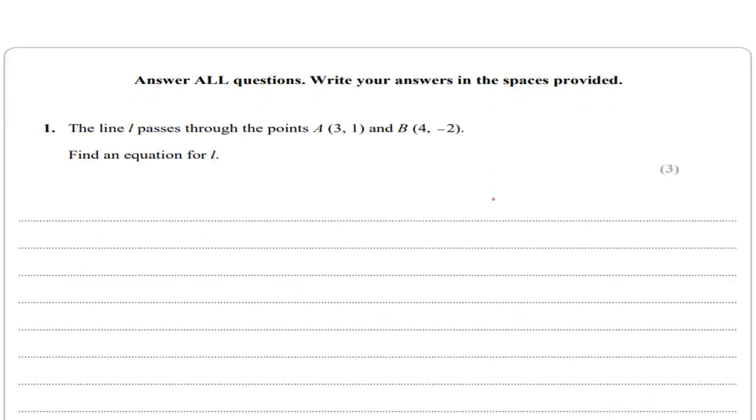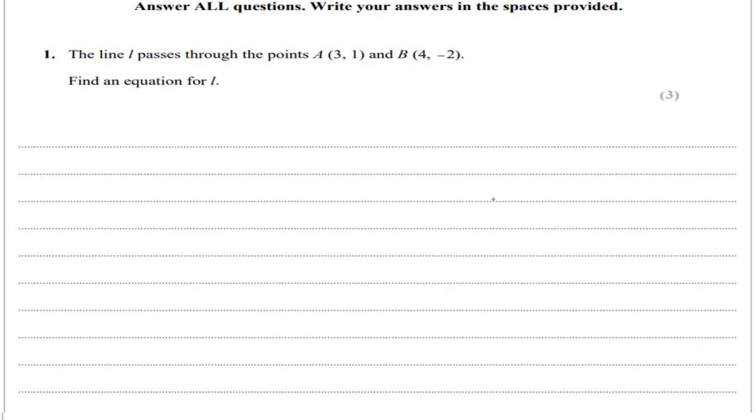So here it is: the line L passes through the points A (3, 1) and B (4, -2). Find the equation of the line L. So this is point A, this is point B, and the line is passing through these 2 points. Let's write down 3 and 1, and 4 and minus 2. Okay, so what is the equation of a line?